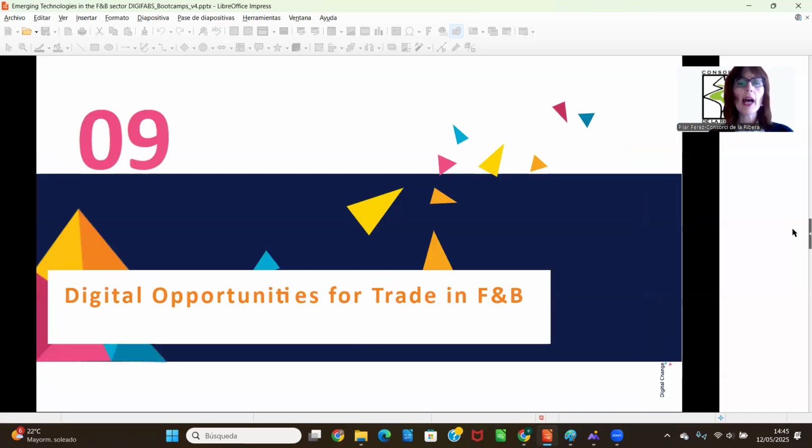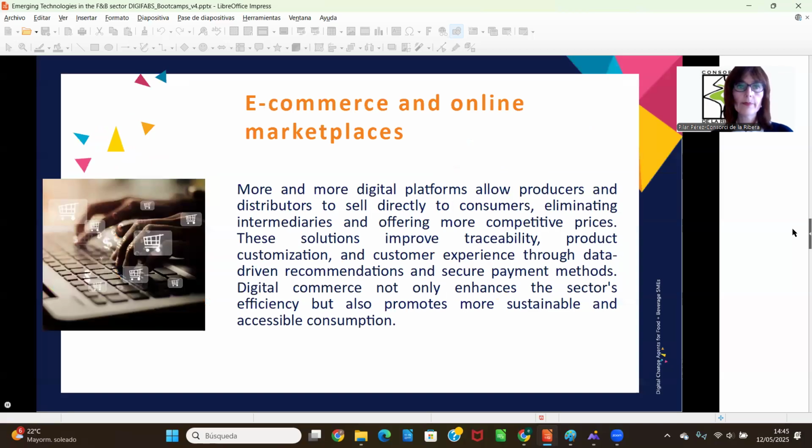Next, we look at how digitalization enhances trade opportunities for the food and beverage sector, especially for SMEs. Regarding e-commerce, it's really easy to picture the benefits and possibilities. The pandemic event catapulted online sales, where those companies that had it in place were able to survive, and those that did not had to change or close down.